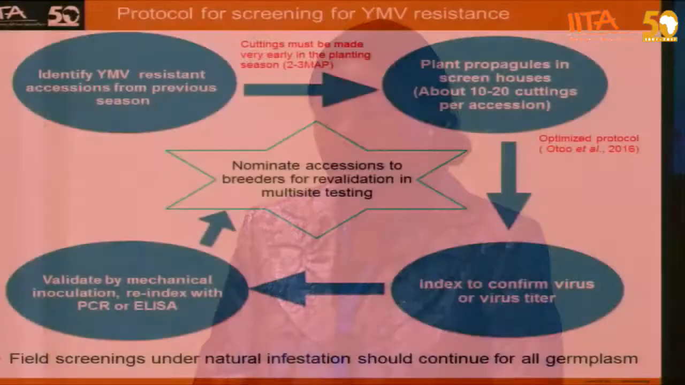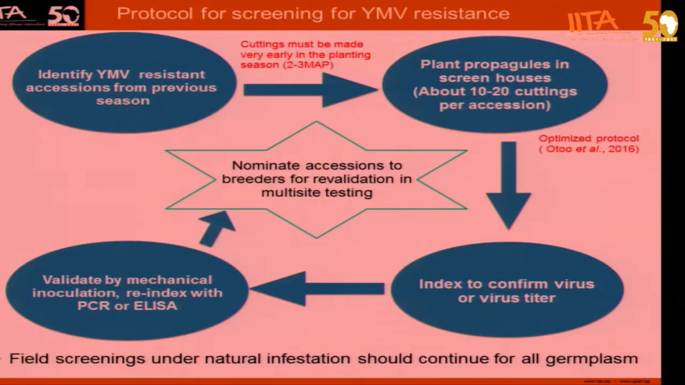Our partners are going to follow this protocol for screening yam mosaic virus disease. They need to identify the yam mosaic virus resistant materials that were identified from last season or the previous season. If they are going to make use of vine cuttings, you should make the vine cuttings very early in the season before the plants start to flower, because at this time you are sure that they are going to grow well, depending on the genotypes.